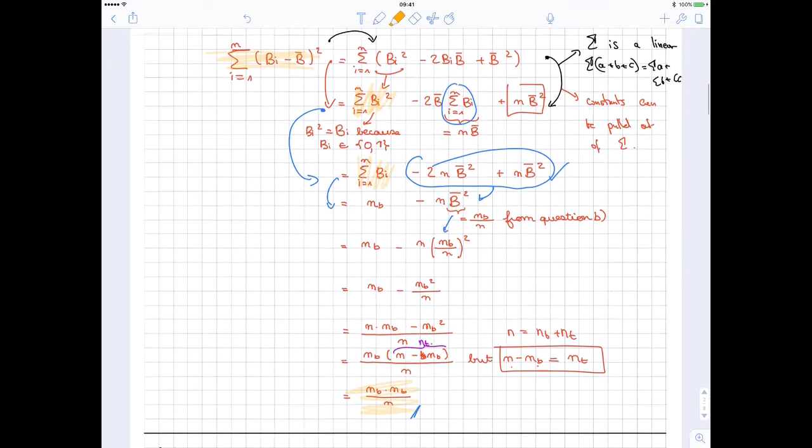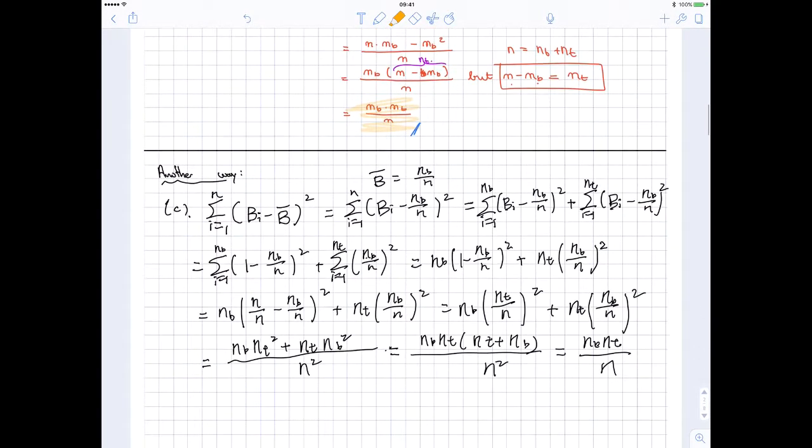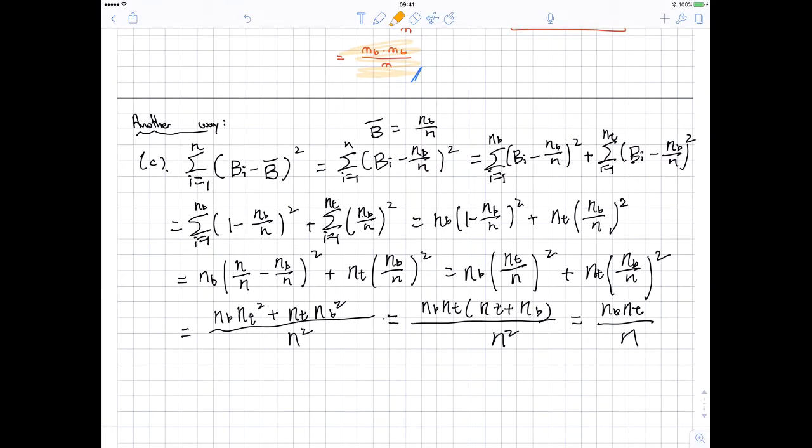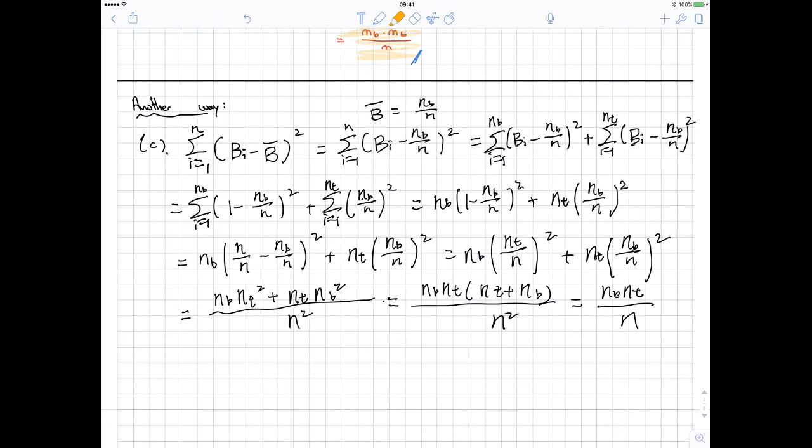Now, let's look at another way. So Ting on the other class provided some different way that might look a little bit different, or might look very different. So let's look at her way.